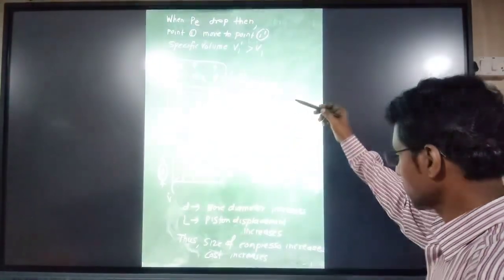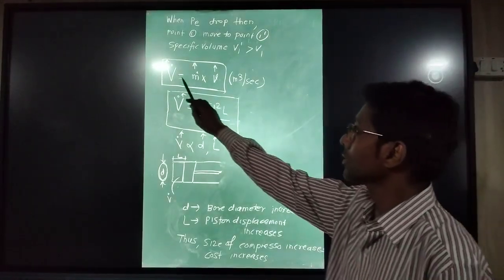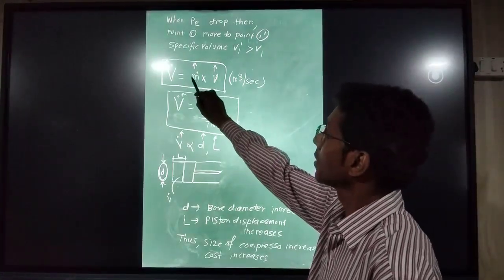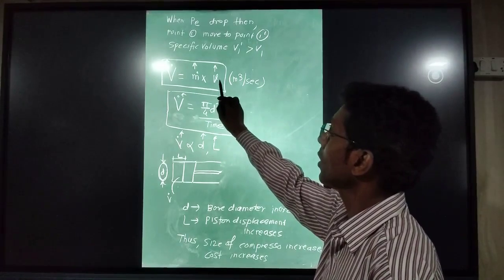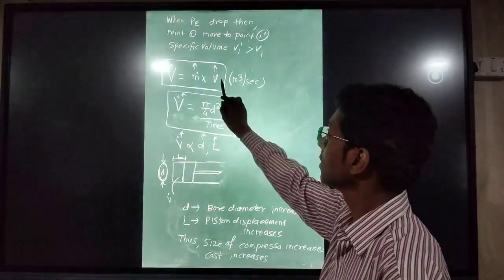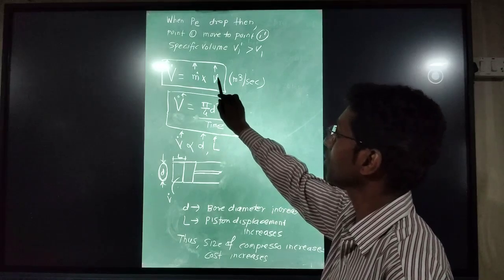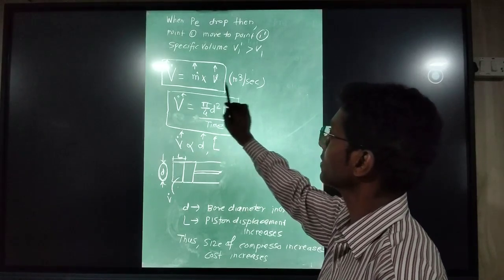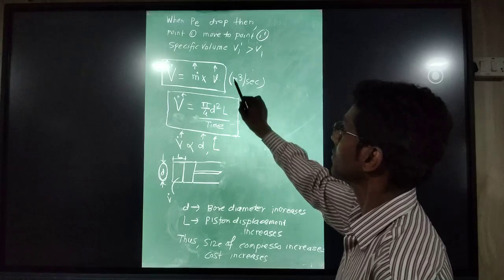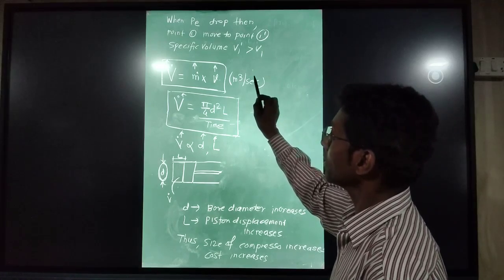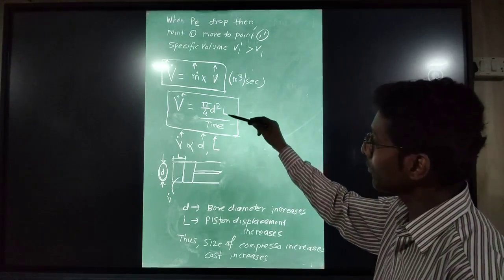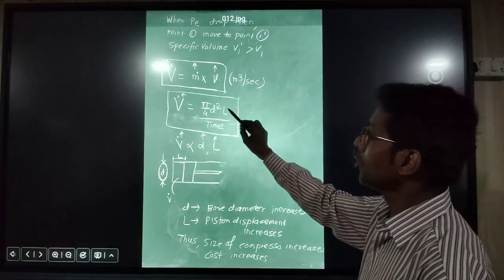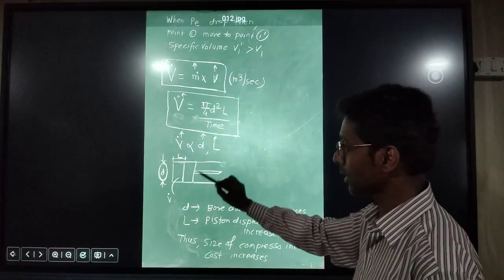Another disadvantage is this. We know the specific volume of the compressor, and mass flow rate m dot has unit kg per second, while specific volume is meter cube per kg. So the product of kg per second into meter cube per kg, the kg gets cancelled, and we get meter cube per second, which is a volume flow rate. Now this volume flow rate can be obtained by using the dimension formula: meter cube per second is volume per unit time, and the volume is that of a cylinder.